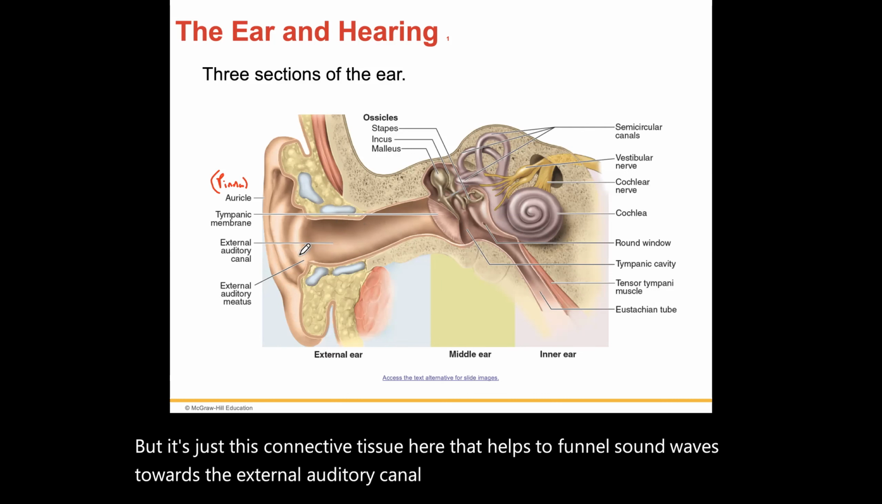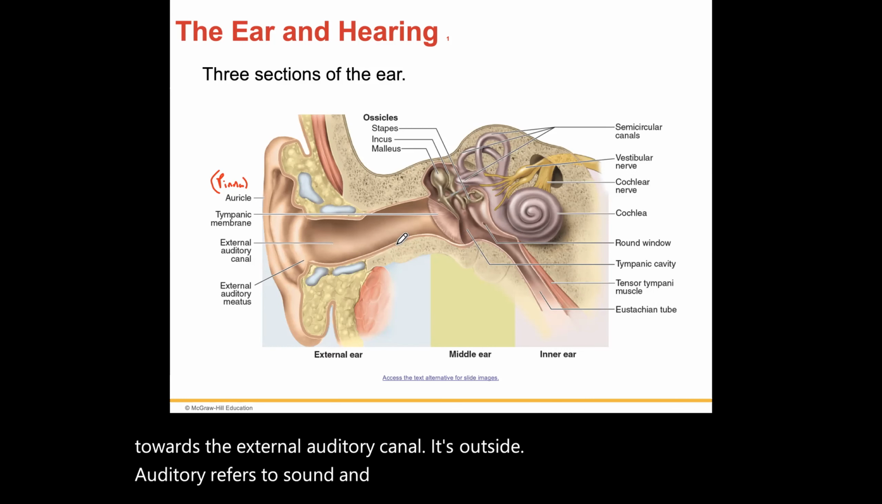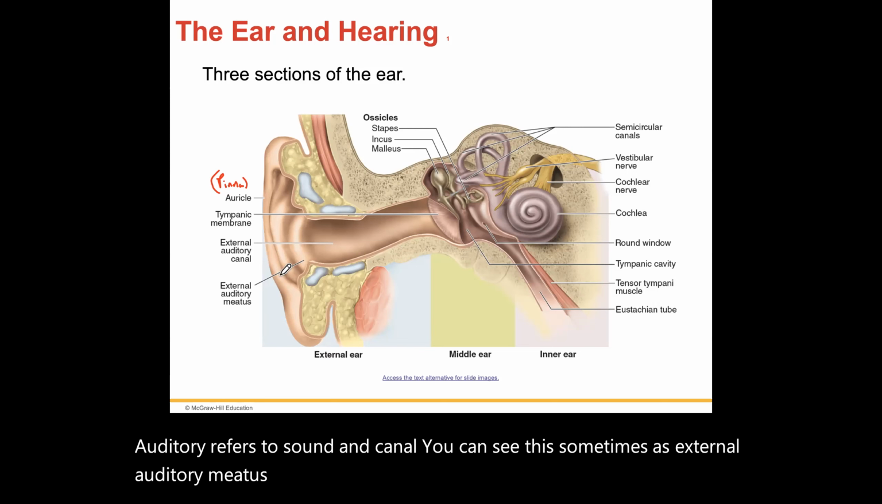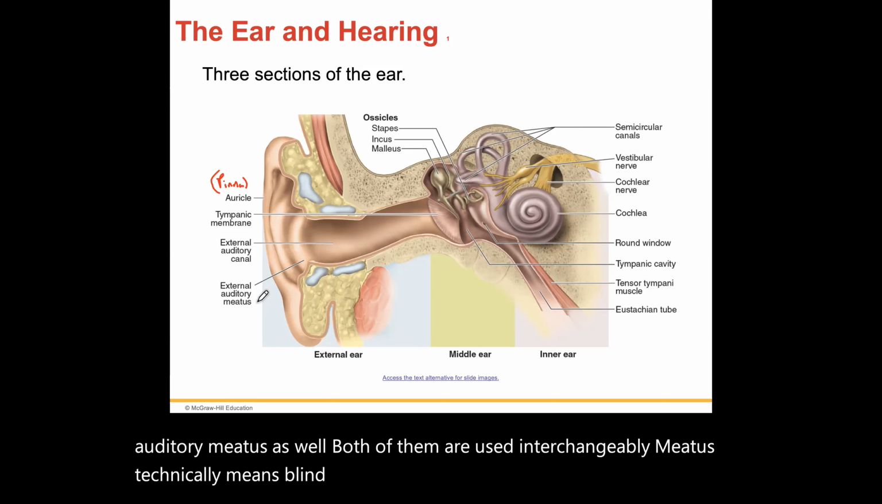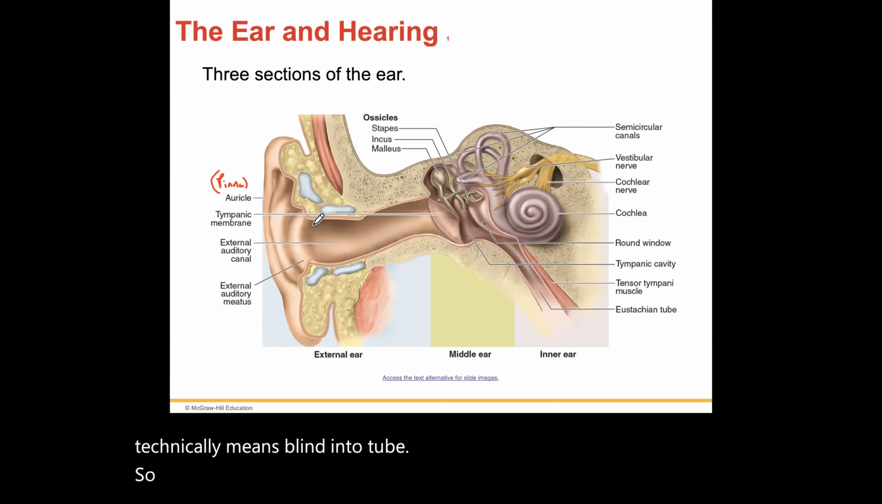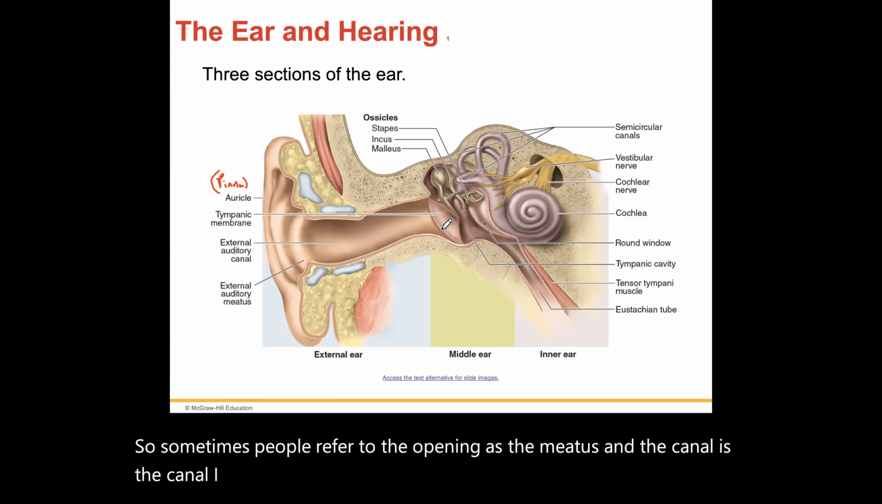It's outside. Auditory refers to sound, and canal. You can see this sometimes as an external auditory meatus as well. Both of them are used interchangeably. Meatus technically means blinded tube. So sometimes people refer to the opening as the meatus and the canal as the canal. I honestly could care less.